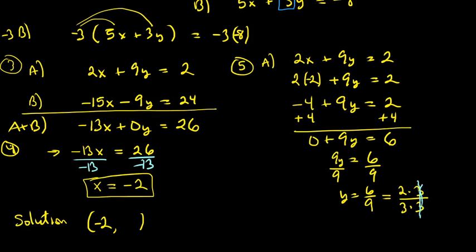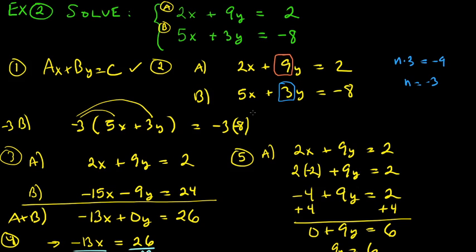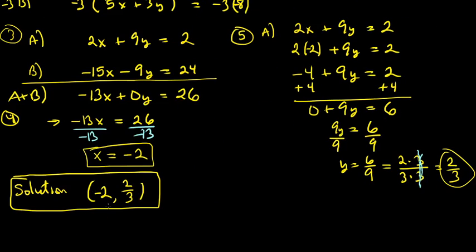Oops, wrong color. I'm going to stick with yellow here. Hopefully it's brightest, easiest to see. So y is 2/3, and there we go. There's our solution: x is negative 2, and y is 2 over 3. So we're done. That's our solution. Okay, so hopefully that's what you got.